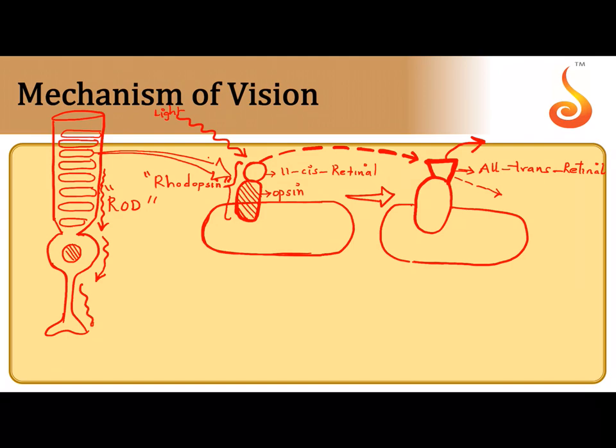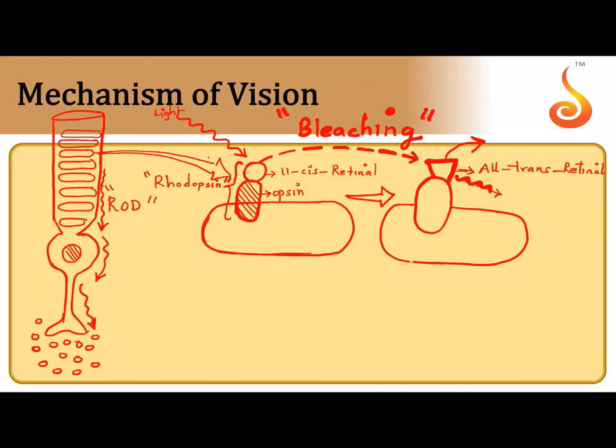This electrical disturbance allows the rod to release neurotransmitters, which are sent through several cells. In your retina, you also have bipolar cells and ganglion cells which carry this signal to your brain. So basically what you need to remember is that in the outer segments of the rod cell, you have these rhodopsin molecules which get dissociated. 11-cis retinal changes into all-trans retinal and gets dissociated from the opsin, and this is called bleaching.